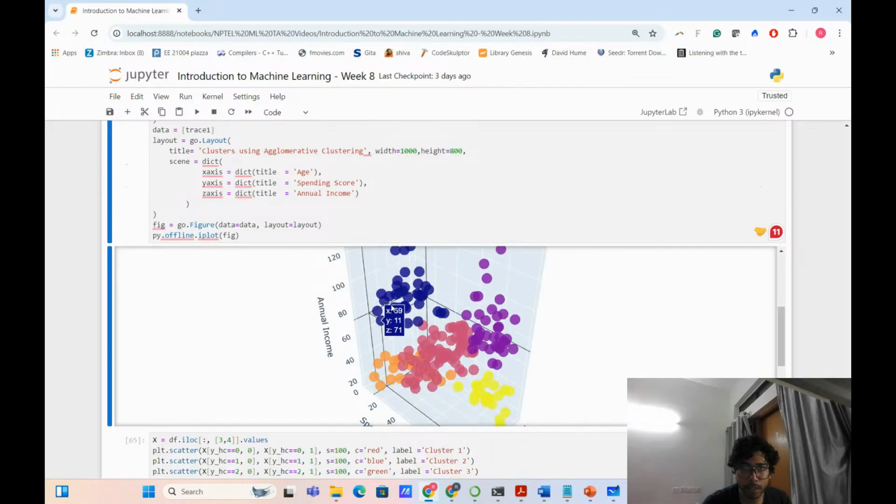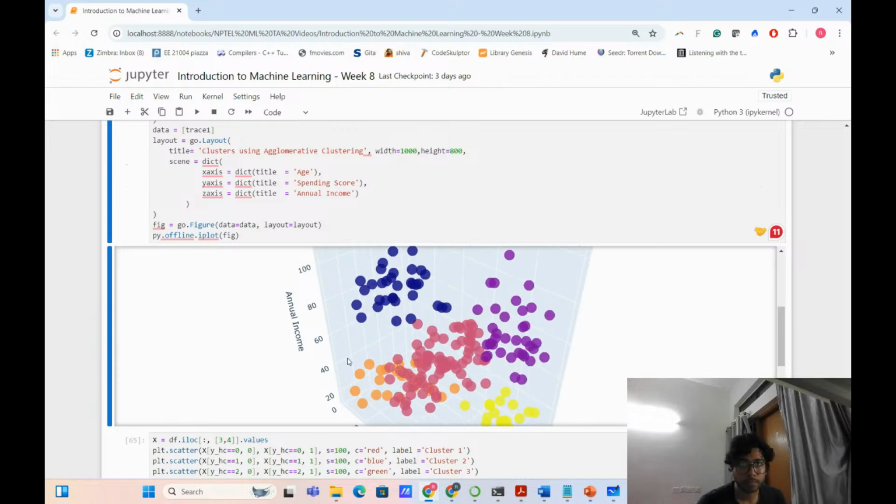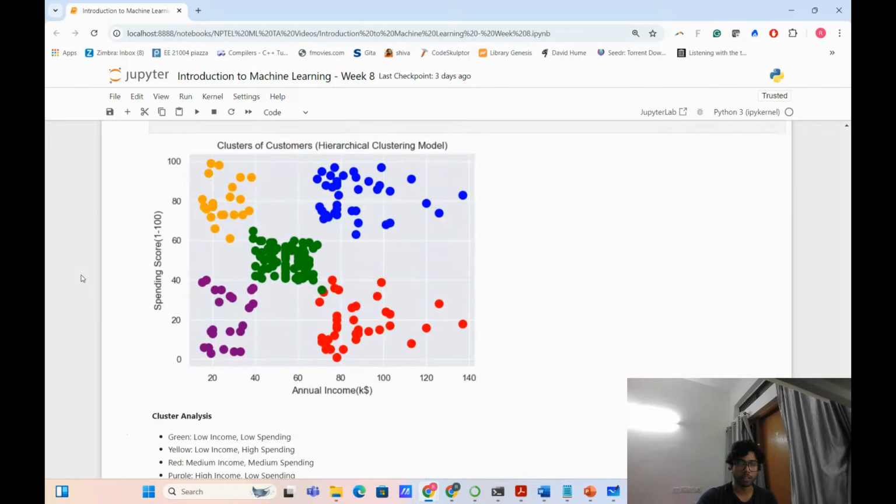Yeah, I guess from the colors you can see one, two, three, four, five. So I made 5 clusters. Okay, so you can play with it and see how many other clusters.